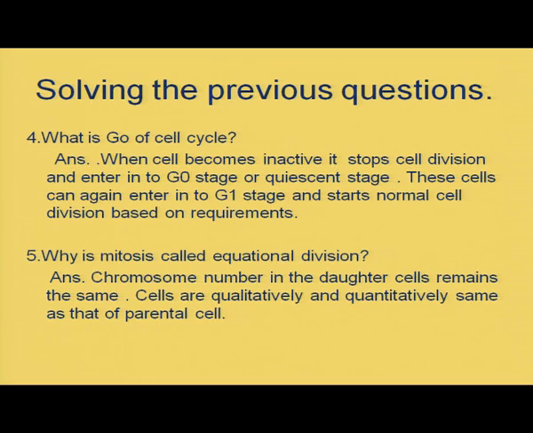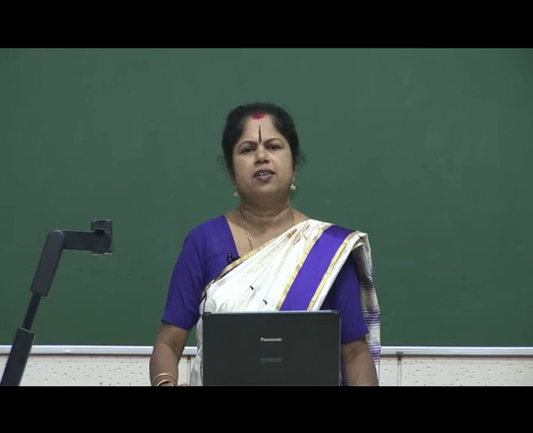The cells that have already entered the G0 phase can enter into the G1 stage again and start normal cell division if there is any requirement. So, as per the requirement, the cells in the G0 phase, the quiescent stage, can continue further cell division.